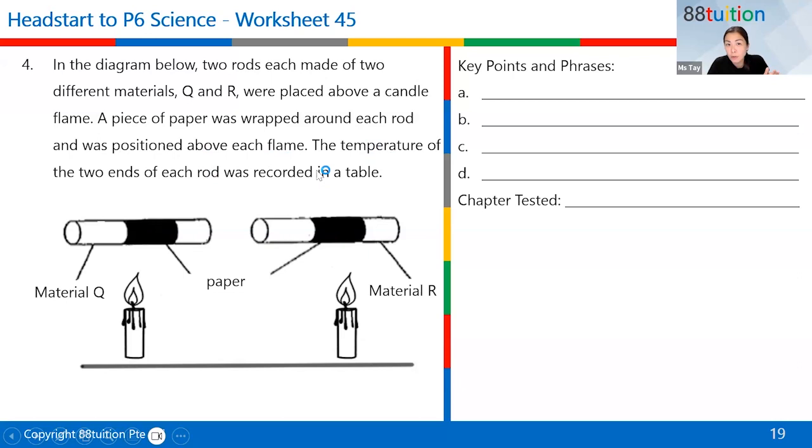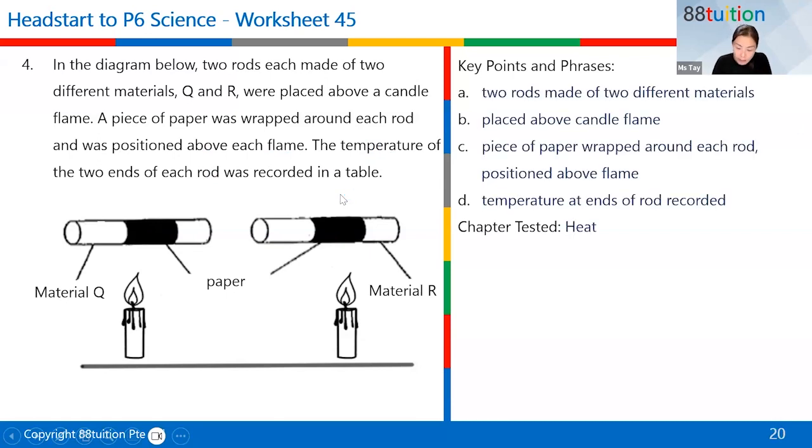Of course, the table is not given to you because you are supposed to identify key points in the paragraph. So what do you have? Okay, so look at this thing. 2 rods made of 2 different materials. Okay, some of you wrote down Q and R. That's even better. All right, next, place above the candle flame. Okay, do you have that? Okay, so they were both placed above the candle flame. The piece of paper wrapped around each rod, and then you must see this paper is positioned just above the flame. That's the reason why they do that.